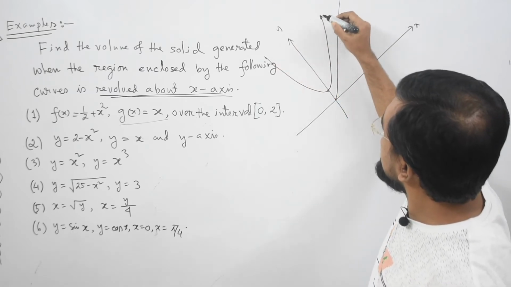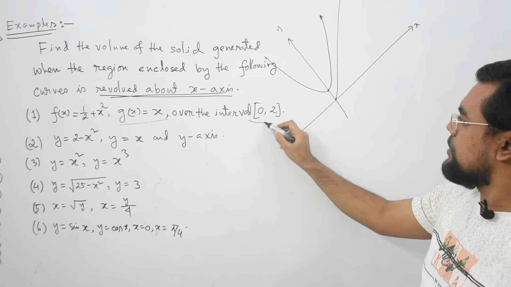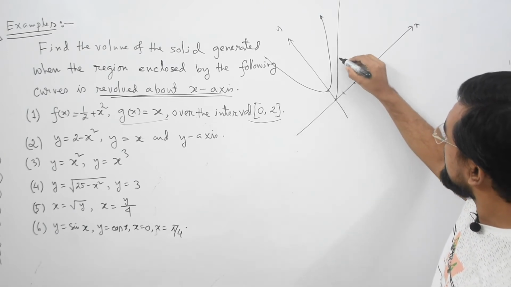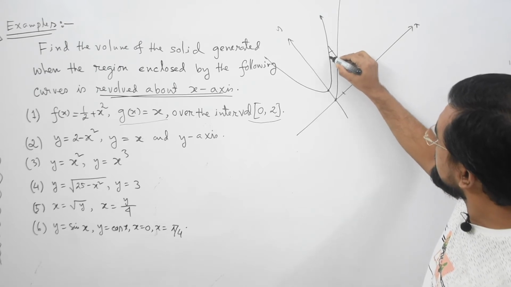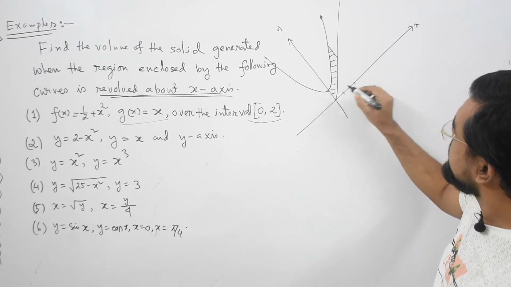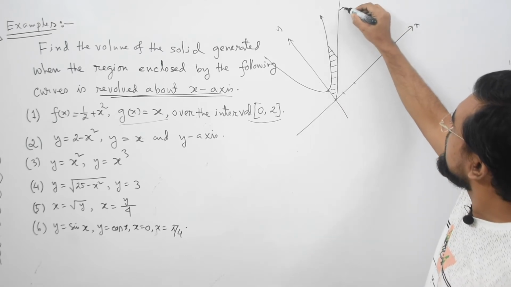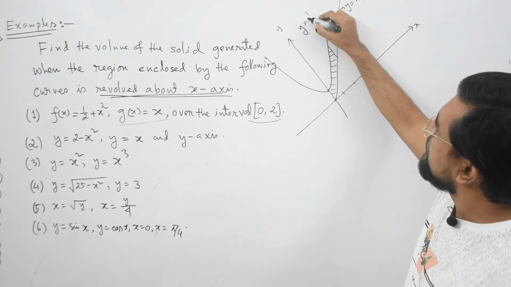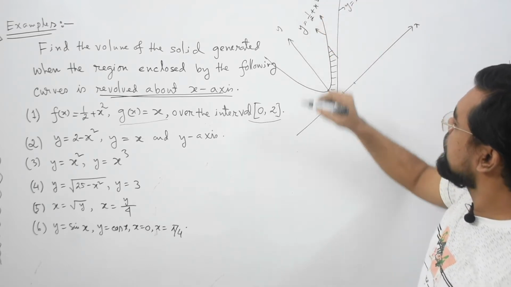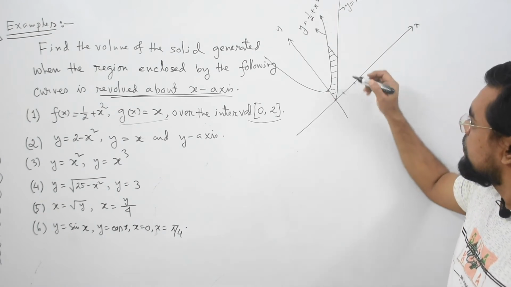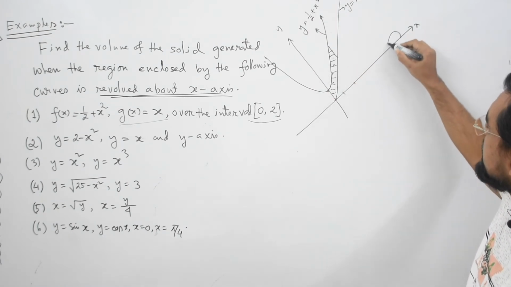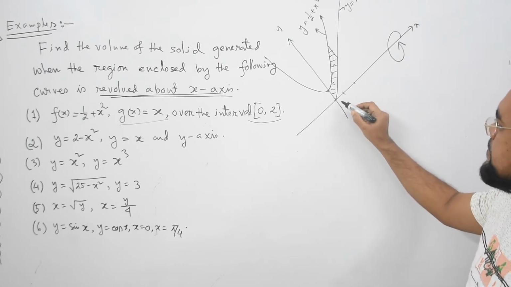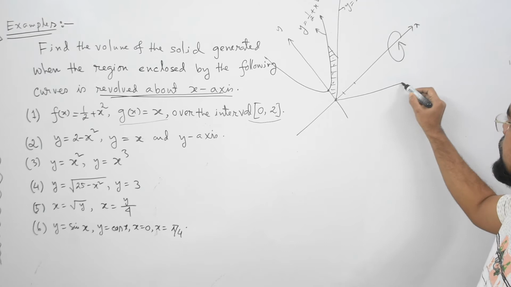So this is a rough sketch, and the interval is 0 to 2. So 0, 1, 2 is here, and so our region is this one. This curve is y equal to x, and this one is y equal to 1/2 plus x squared. Now if you revolve this region about the x-axis, then you will get a 3D solid which will look like this.